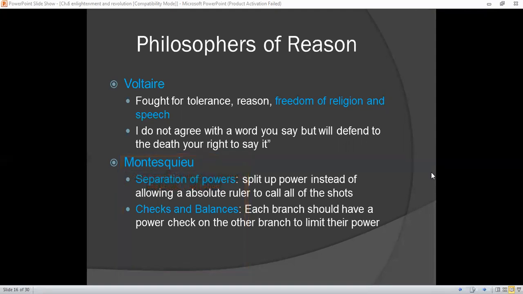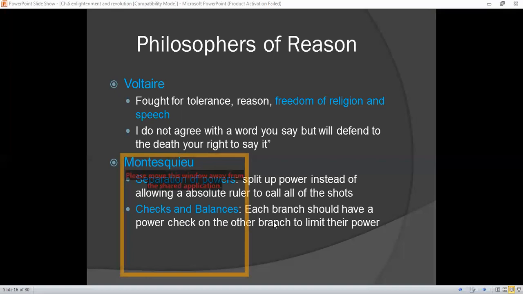Separation of powers. Okay? He also supported the idea of checks and balances, which is each branch should have a power check on the other branch to limit their power. The economical part should also, from time to time, supervise the health department, for example. There always should be a supervisor from another branch to overlook what's going on. So the separation of powers and the checks and balances, according to Montesquieu, was to limit absolute monarchy, to limit absolute power in terms of one person or one group.